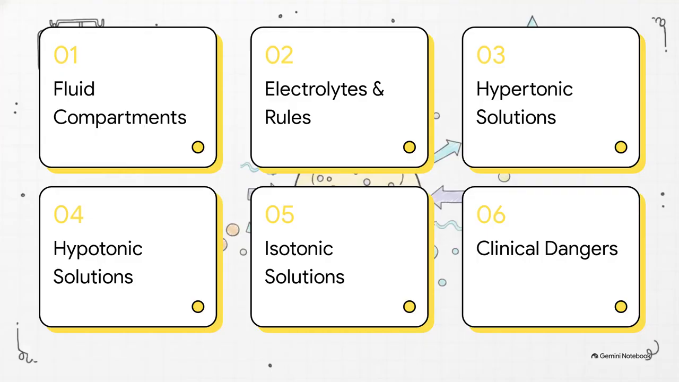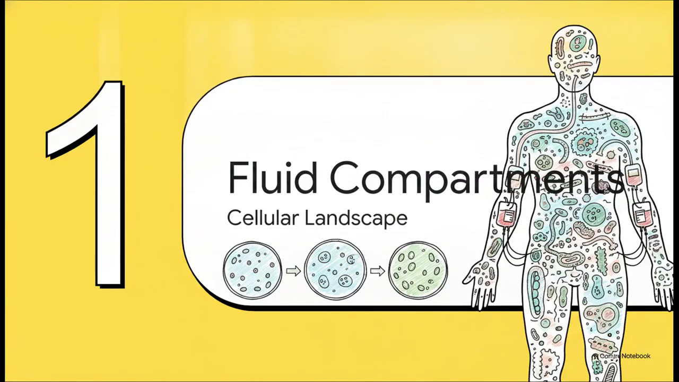Here's our roadmap for today. We'll start with the body's fluid compartments, meet the electrolytes, and tackle the three main fluid types: hypertonic, hypotonic, and isotonic solutions. Finally, we'll wrap up with the clinical dangers and takeaways. All right, Section 1, the body's fluid compartments. Let's map out the cellular landscape.